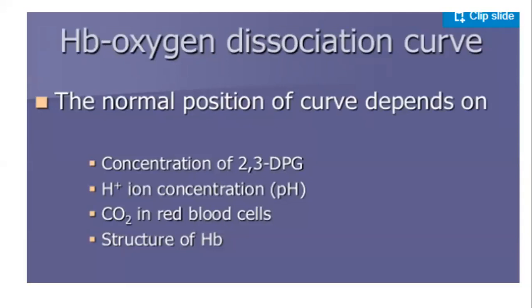Let me just end by saying that the normal position of the curve depends on the concentrations of 2,3-DPG, hydrogen ions in circulation, which is basically the pH, and carbon dioxide in the red blood cells. Of course, the other key component is the type of hemoglobin, which is the structure of the hemoglobin in circulation. If it is fetal hemoglobin, hemoglobin S, or other types of hemoglobins, then you'd have challenges with oxygenation.